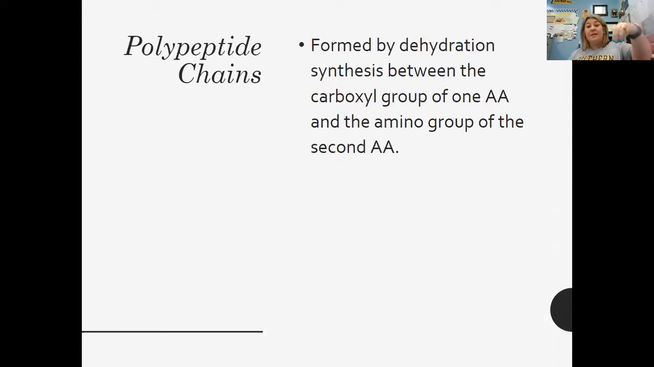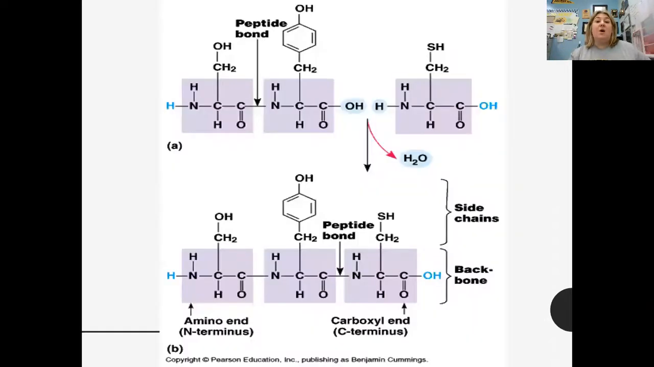When we want to put an amino acid with another amino acid to start building a chain, we do it through dehydration synthesis. The carboxyl group pulls off a hydrogen and then the oxygen, and they stick together, and boom, you've got a new amino acid attached. It just keeps on putting them together like that till you get long chains of amino acids. This is a good picture of the dehydration synthesis.